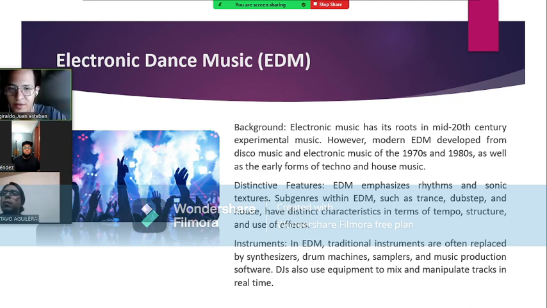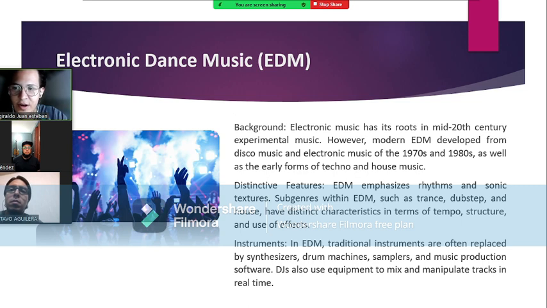Distinctive features: EDM emphasizes rhythmic elements and sonic textures. Subgenres within EDM, such as trance, dubstep, and house, have distinct characteristics in terms of tempo, structure, and use of effects. Instruments in EDM: traditional instruments are often replaced by synthesizers, drum machines, samples, and music production software. DJs also use equipment to mix and manipulate tracks in real time.